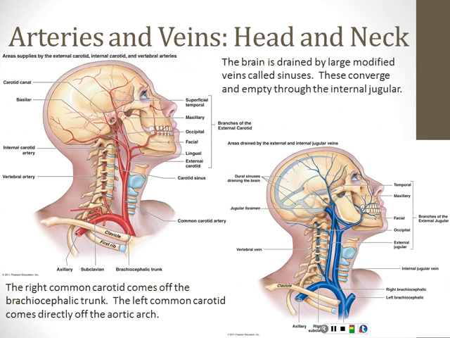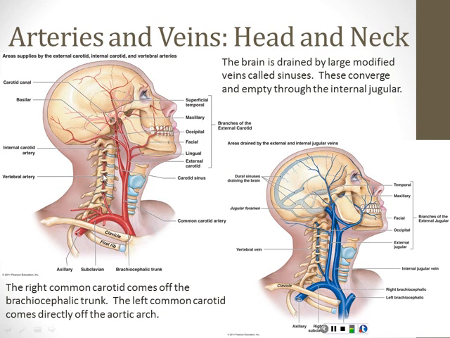Into the head and neck. So in terms of arterial supply to the brain, there's one from the front and there's one from the back. The one from the front is the carotid artery, which is right here. The one from the back is the vertebral artery.